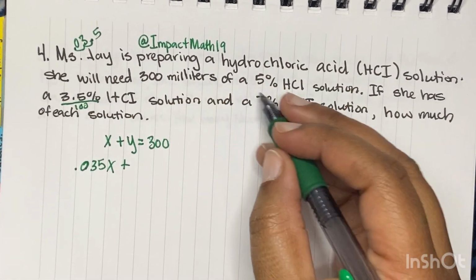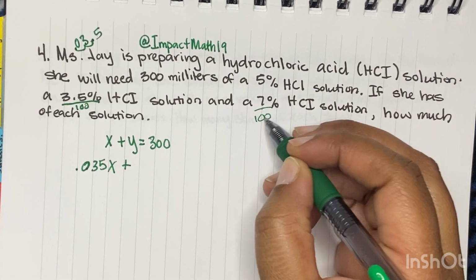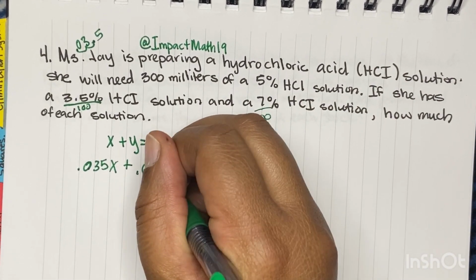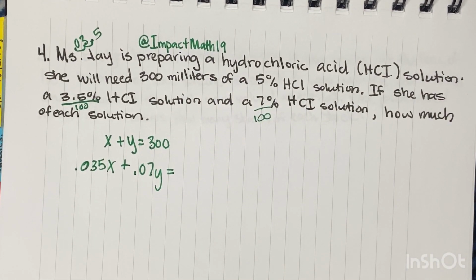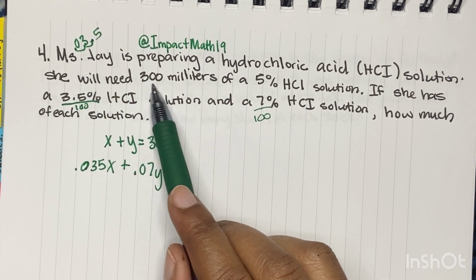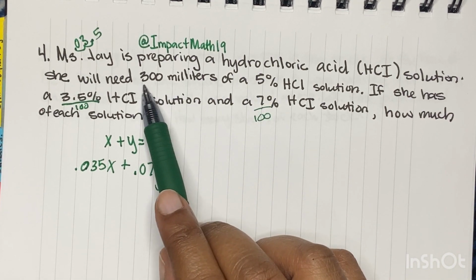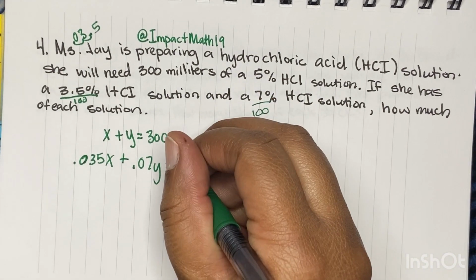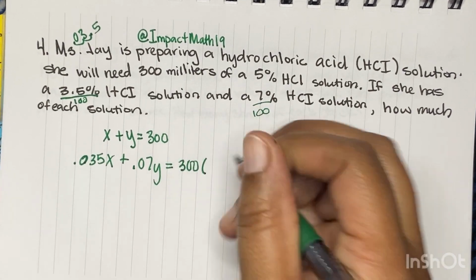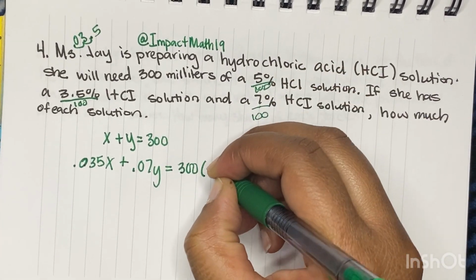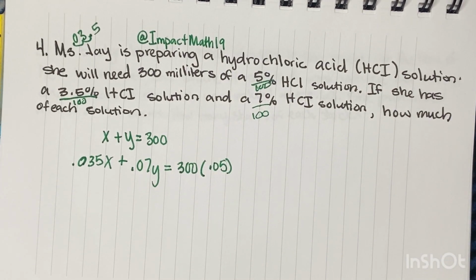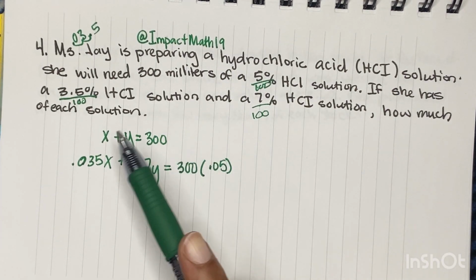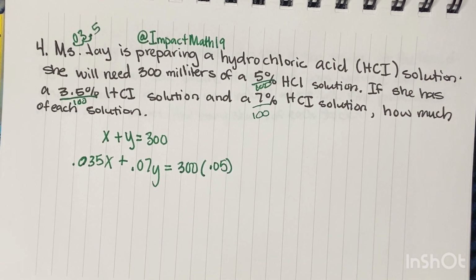Plus, and we're just going to take this, divide it by 100, 0.07y equals. Now, how we get our total here is she will need 300 milliliters of 5%. So we're going to take this 300 and times it by 0.05. And now we have our two equations. So let's try to simplify this a little bit more. Let's actually find out what this is.